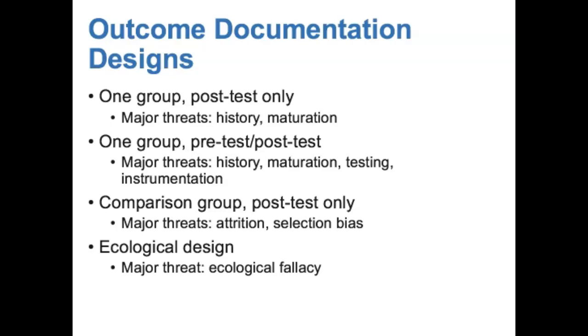Another type of design is comparison group post-test only, which collects data on both participants and non-program participants from the target audience after the intervention is over. The main threats here are attrition, which is the loss of participants over time due to death, moving away, being lost to follow-up, or dropping out of the program. And attrition increases as the time span for the data collection increases. It will probably be easier to find people for a follow-up survey, for instance, 1 month after an intervention than it will be 1 year after an intervention.